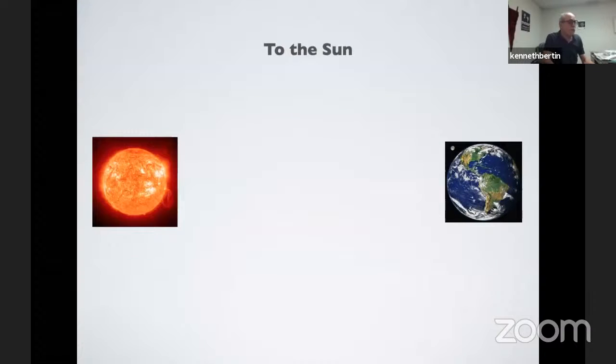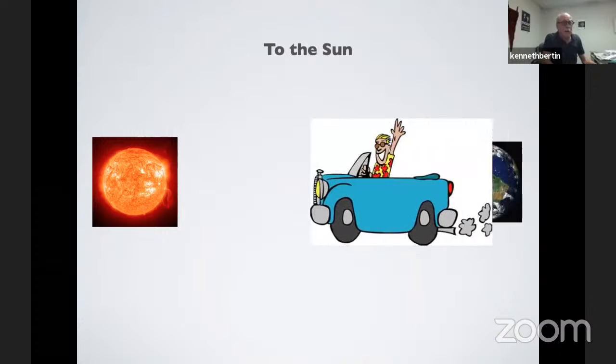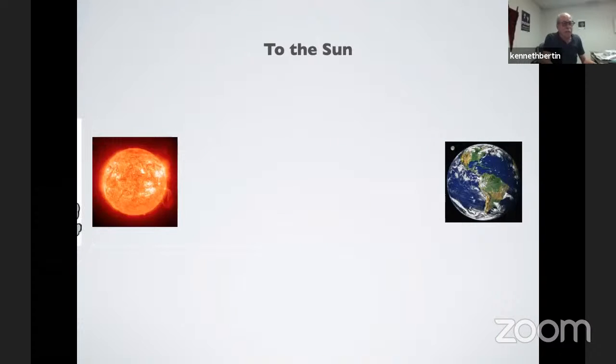Well, let's go drive to the sun. Now to the sun, guess how long it takes? Farther than the moon, of course, but how much farther? The moon and the sun appear to be similar in size, but the sun is much larger. It would take our car to drive to the sun at 60 miles per hour 177 years.